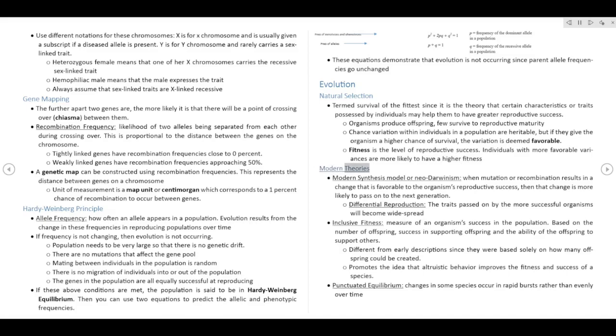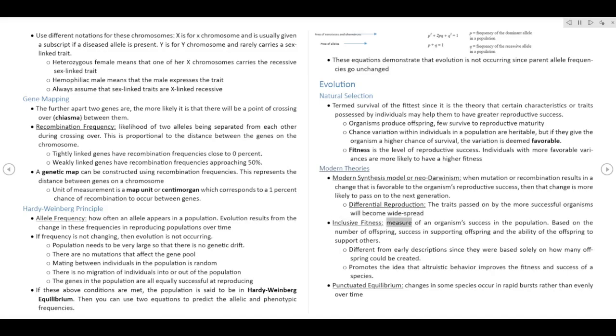Modern theories. The modern synthesis model, or neo-Darwinism: when mutation or recombination results in a change that is favorable to the organism's reproductive success, then that change is more likely to pass on to the next generation. Differential reproduction: the traits passed on by the more successful organisms will become widespread.